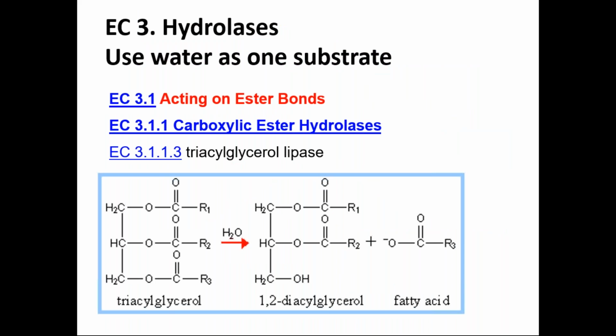So if we look at the hydrolases, which use water as one of the substrates, you see the EC number for hydrolases is 3. So 3.1 is acting on ester bonds, 3.1.1 is carboxyester hydrolase, and 3.1.1.3 is triacylglycerol lipase. That means this is a lipase which breaks down the TAGs, or the fats and oils, in the presence of water to give you 1,2-diacylglycerol and fatty acid.